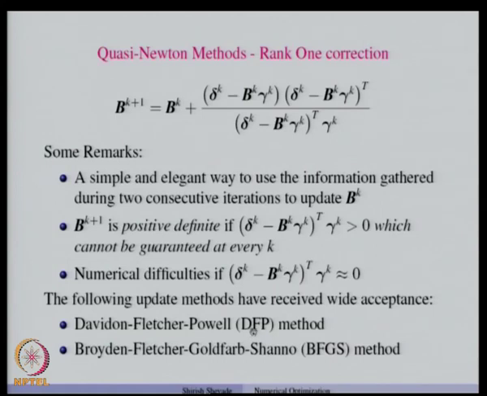So, this DFP method and BFGS method have become quite popular quasi-Newton methods compared to the symmetric rank 1 update. Although the symmetric rank 1 update is a very simple and elegant way, among these two, the BFGS method has become quite popular because it was found that this method works better than the DFP method. Davidon, Fletcher and Powell are the inventors of the DFP method, and Broyden, Fletcher, Goldfarb and Shanno are the inventors of the BFGS method.